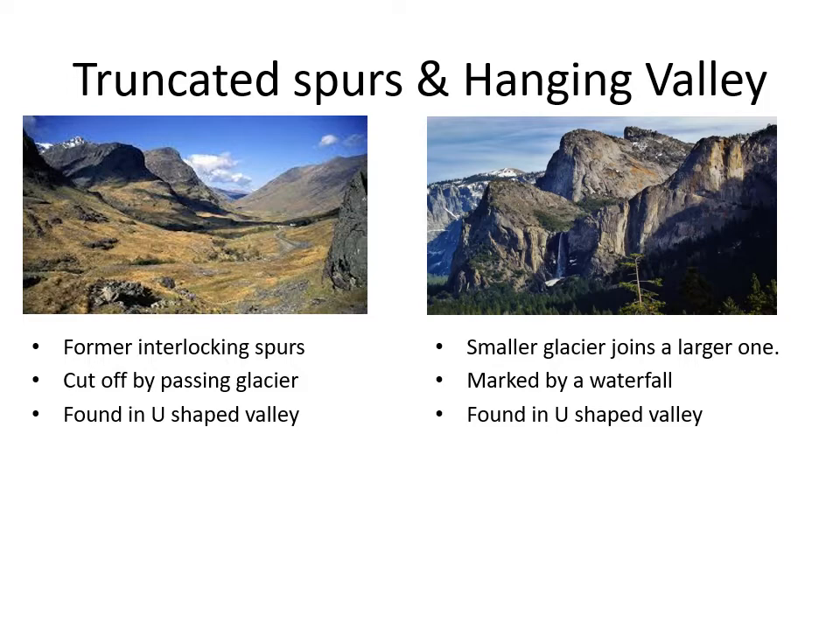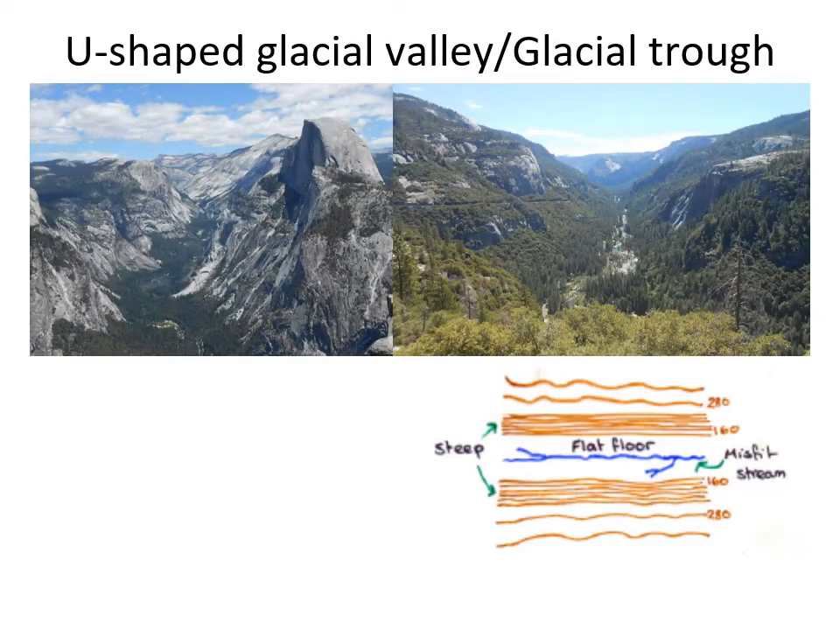A hanging valley is a smaller tributary valley glacier that joins a larger one. So you can see here, this would have been a smaller glacier, it feeds into a larger one. Okay, and that's what it would look like on a photograph.